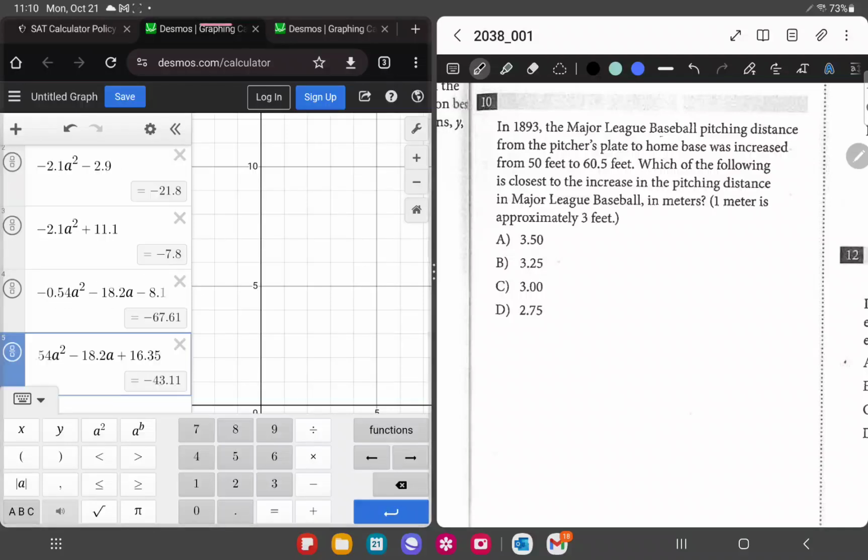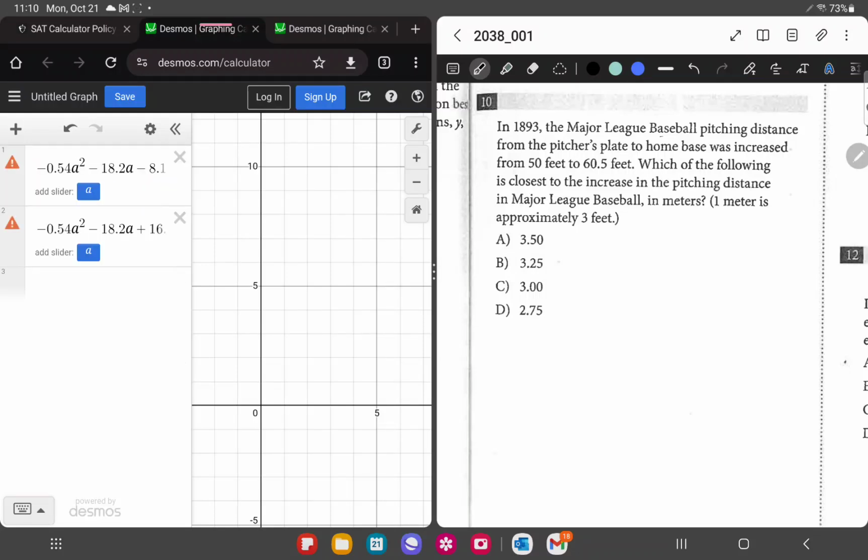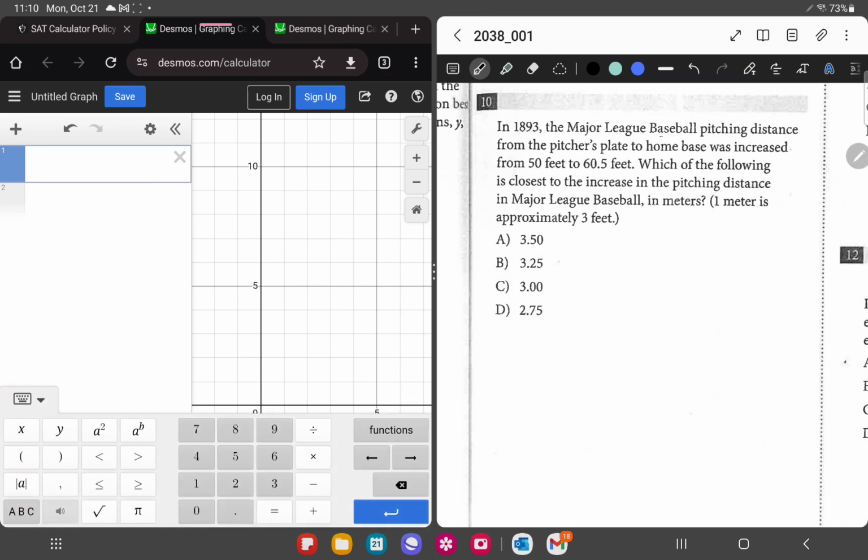In your calculator, if you don't know how to do it, you just plug it in. So I'm going to take all of this stuff out. Now we're going to type in 60.5 minus 50, because we're trying to see the difference between both of them. So I'm going to have 10.5. Now, remember, this is in feet.